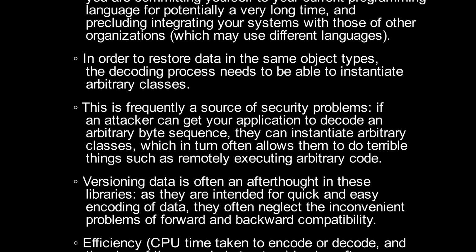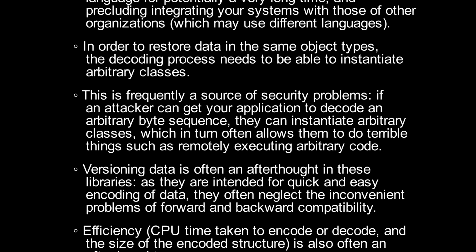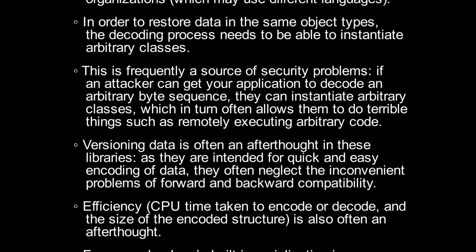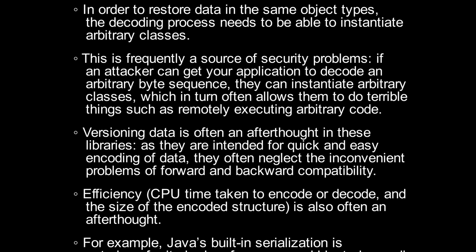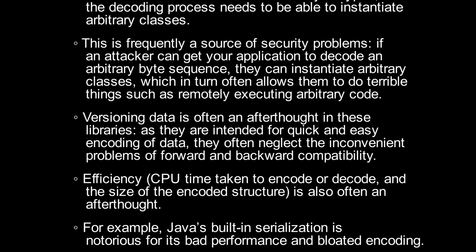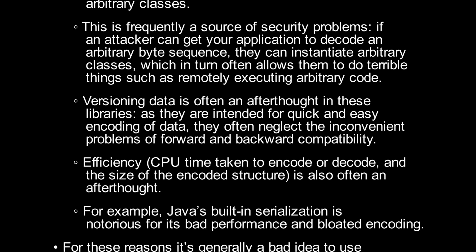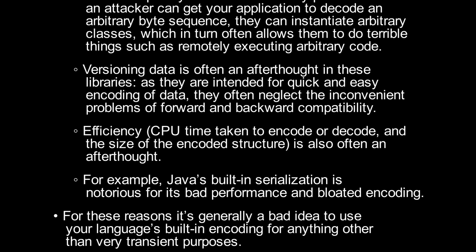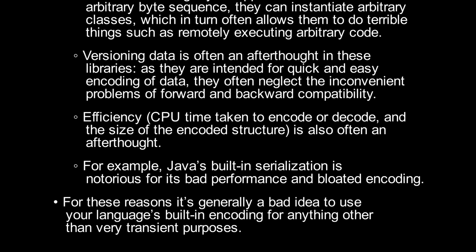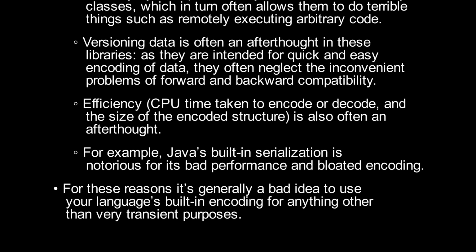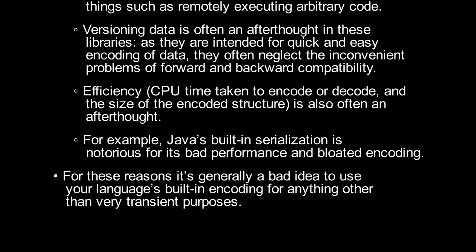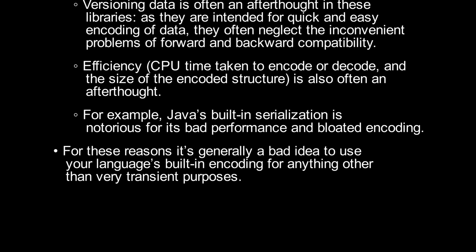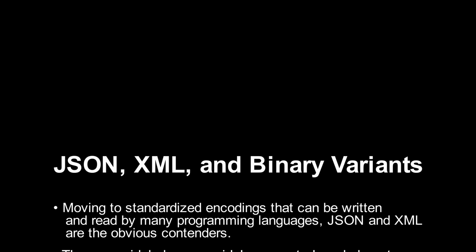Versioning data is often an afterthought in these libraries, as they are intended for quick and easy encoding of data. They often neglect the inconvenient problems of forward and backward compatibility. Efficiency, CPU time taken to encode or decode, and the size of the encoded structure, is also often an afterthought. For example, Java's built-in serialization is notorious for its bad performance and bloated encoding. For these reasons, it's generally a bad idea to use your language's built-in encoding for anything other than very transient purposes.